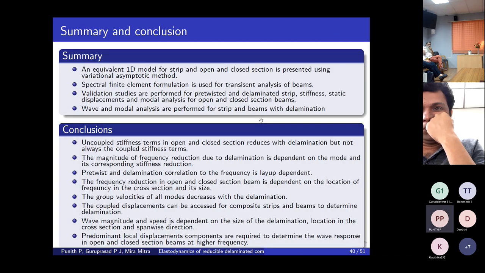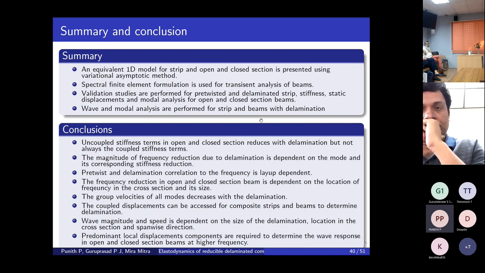So in summary, we have established a 1D equivalent dynamic and static model for a strip and open and closed cross section beams, and for these we have even developed the spectral finite element formulation for analyzing the beams under transient loads. And we have performed validation studies to show the equivalence between the 1D model and the 3D model.